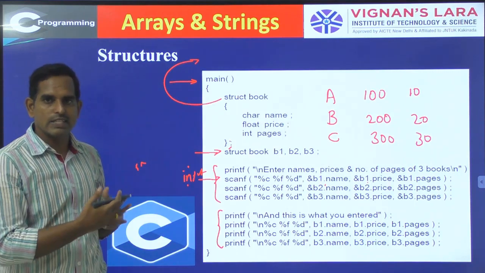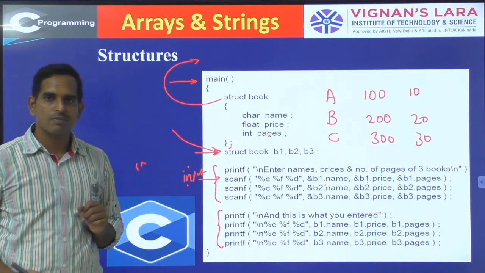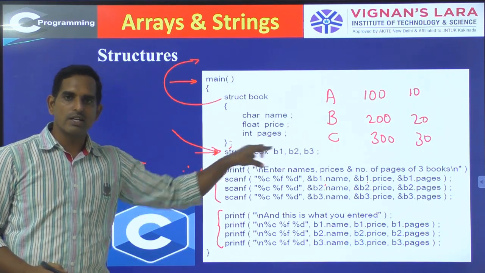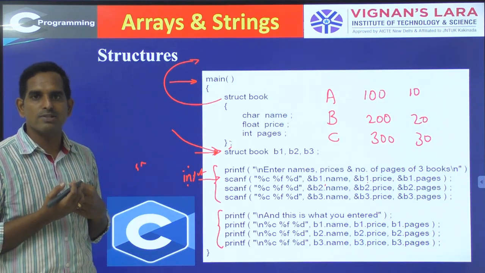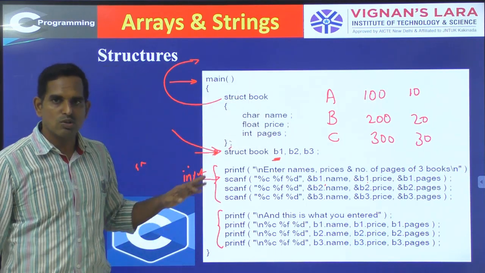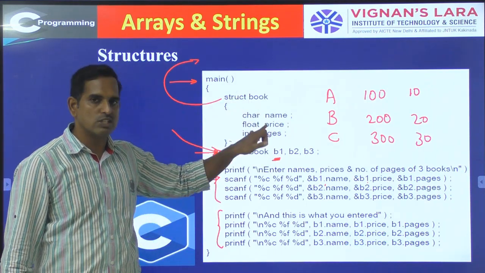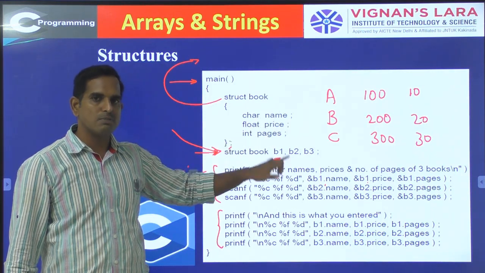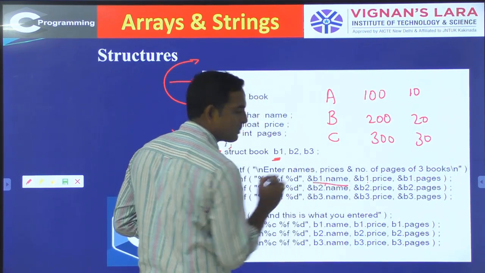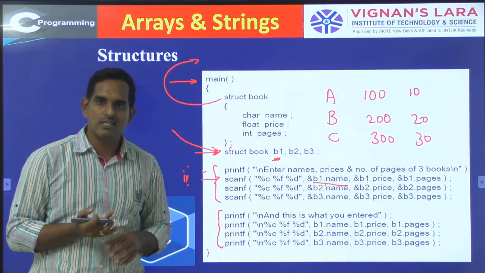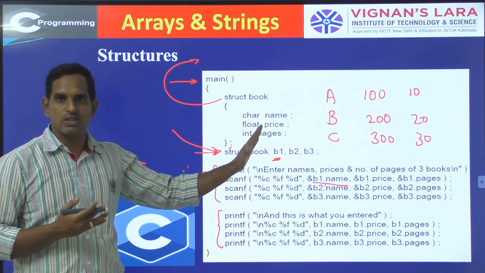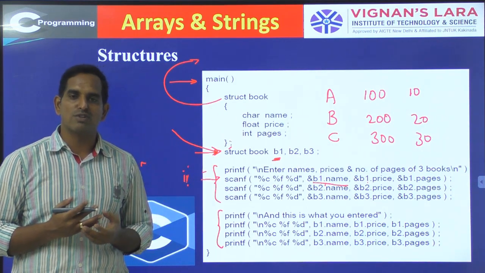Once after declaring the structure, you have to create the variables. How many variables you want to have, those many variables you can create. Once after creating the variables, you can access the individual properties of those variables, that is B1's name, B1's price, B1's pages, B2's name, B2's price, B2's pages. Each and every individual element can be accessed by using the dot operator. In this manner, you can create your structure variables and access the individual elements of your structure.